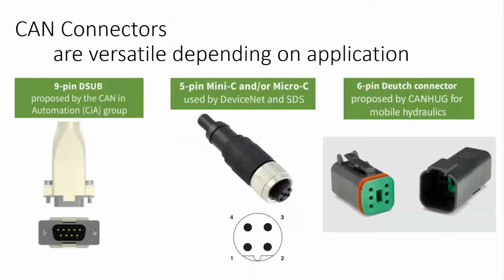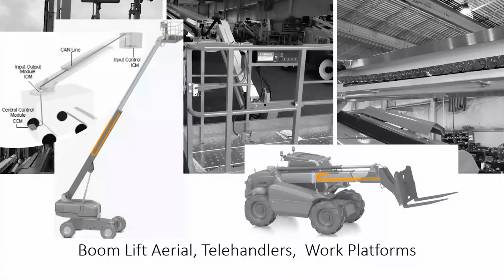Connectors, a lot of choices here. A standard 9-pin D-sub can be used. That's popular on the automation side. DeviceNet is another type of CANbus, but they use the 5-pin mini C or micro C. And in the world we're probably talking about today, the Deutsch connector, the DT series, is very popular. There are others, but these are the 3 that we see. Very popular applications that we see from our side.